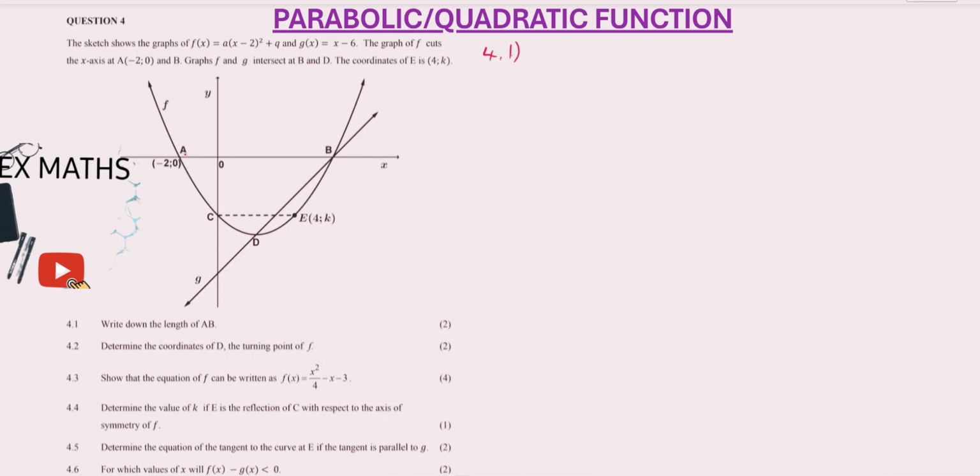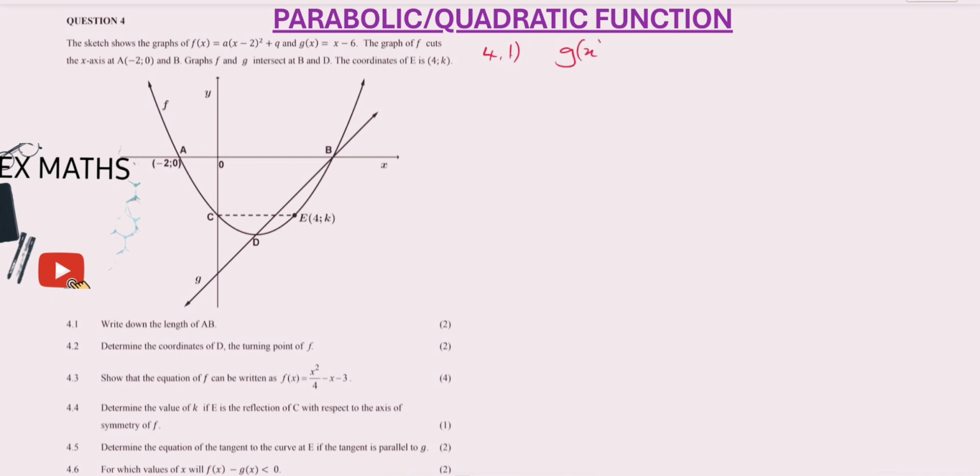Write down the length of AB. To determine the length of AB, we need to find the coordinate of point B. So we can see that the point B is where our graph of f and g passes through, but we don't have the full equation of f. So we're going to use the equation of g to guide us to find the x coordinate of B, because the y we already know, it is on the x-axis, so the y coordinate is 0. So we're going to let y is equal to 0 for equation g.